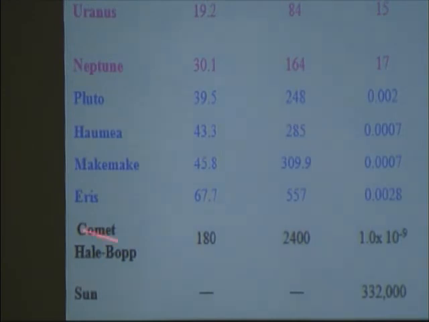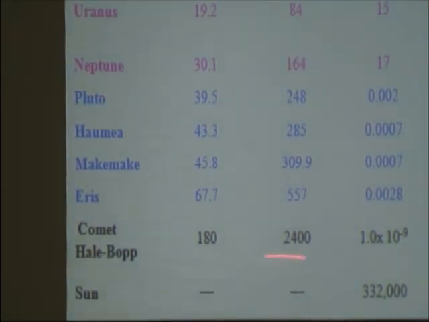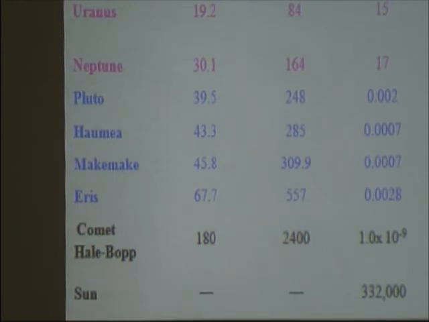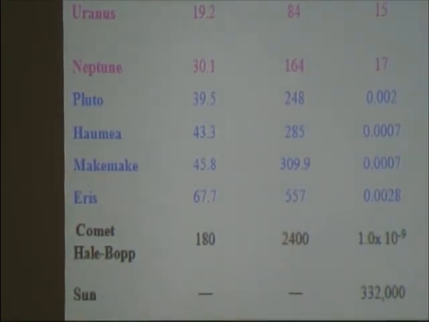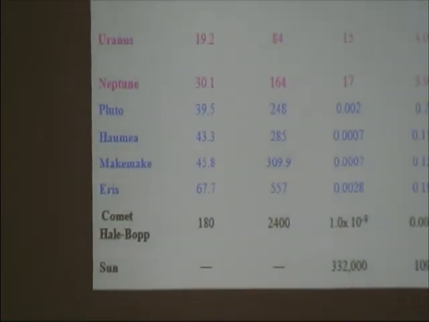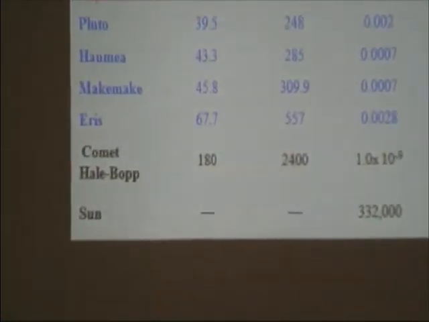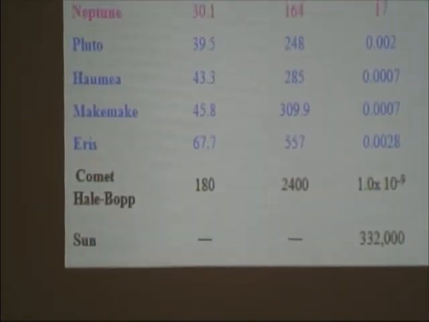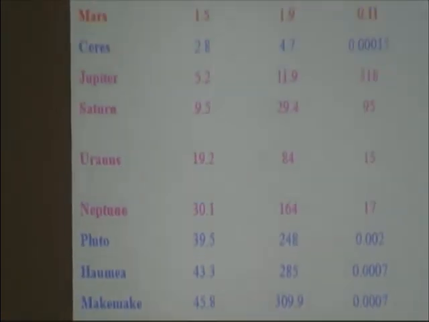And finally we have the dwarf planets here in blue. Pluto, Haumea, Makemake, and Eris with the numbers. We don't know if Makemake or Eris have the rotation or even have more moons. Just last year, in June, we found one more moon for Pluto.